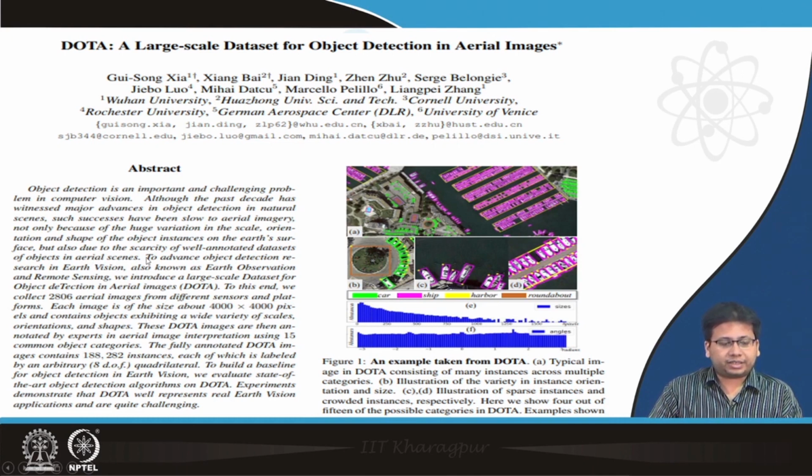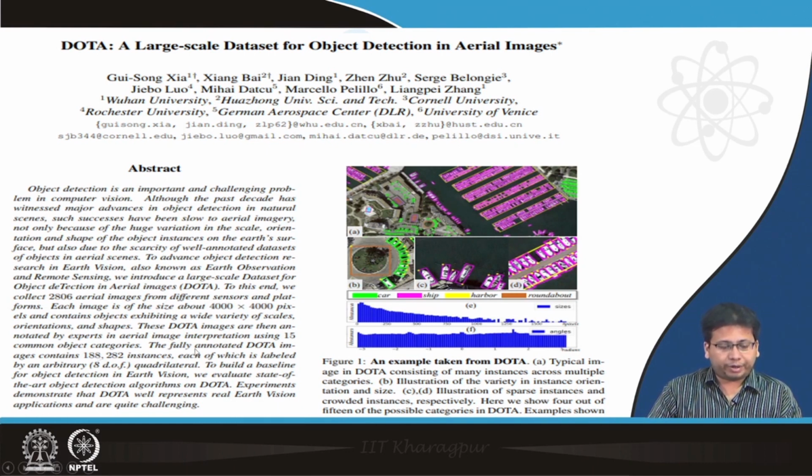To advance object detection research in Earth vision, also known as Earth observation and remote sensing, we introduce a large scale dataset for object detection in aerial images, or DOTA. To this end, we collect 2806 aerial images from different sensors and platforms. Each image is of size about 4000 by 4000 pixels and contains objects exhibiting a wide variety of scales, orientations and shapes. These DOTA images are then annotated by experts in aerial image interpretation using 15 common object categories.